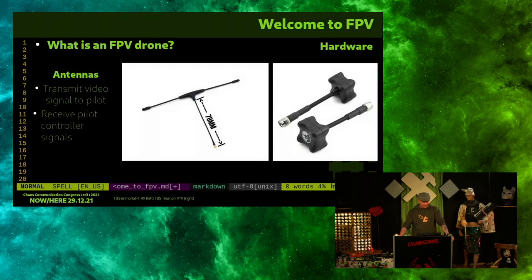And we'll get to the antennas. A modern quad will usually have two antennas, one for receiving control signals from the pilot, in order to steer the craft. You'll see that one on the left-hand side. That is an Immortal T antenna from Team Black Sheep. And another for transmitting the video signal, which is on the right-hand side. This is a Triumph, I think, TBS Triumph. I have one here on the table somewhere.